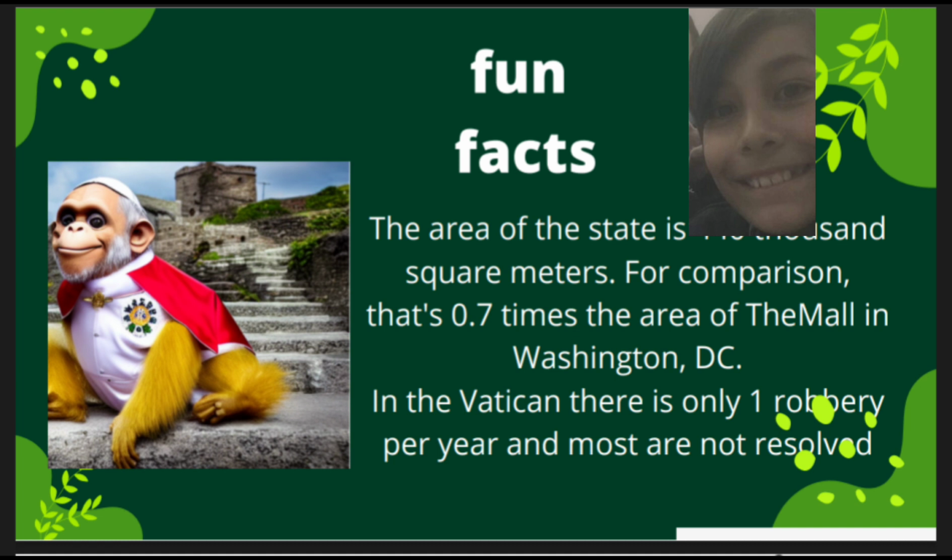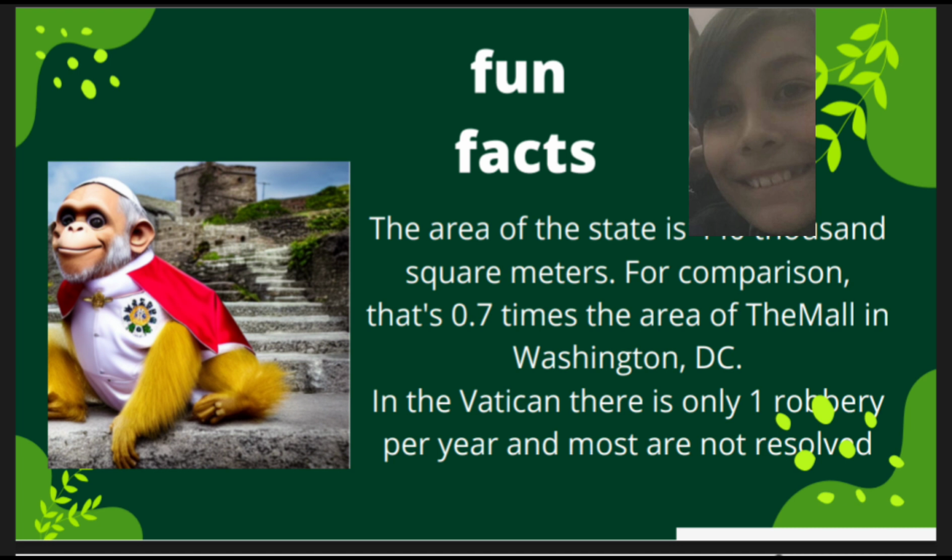Well, we're going to continue with some fun facts. The area of the state is 440,000 square meters. For comparison, that's 0.7 times the area of the Mall in Washington. So it's very interesting, this fact. In the Vatican City, there is only one robbery per year, and most are not resolved. This is a curious fact.